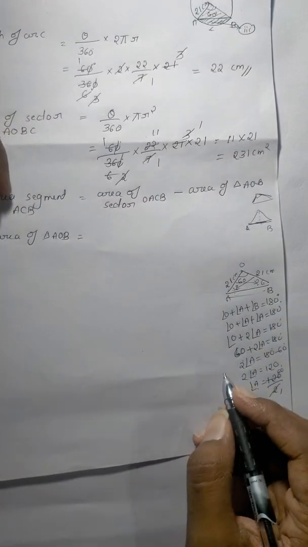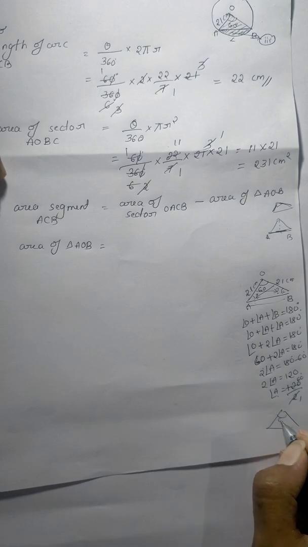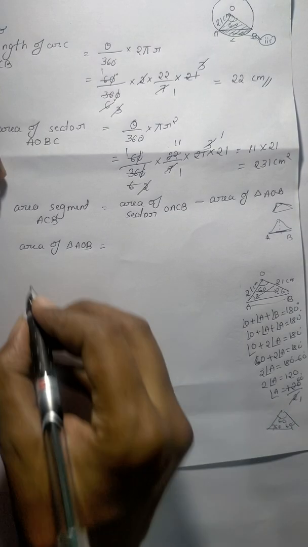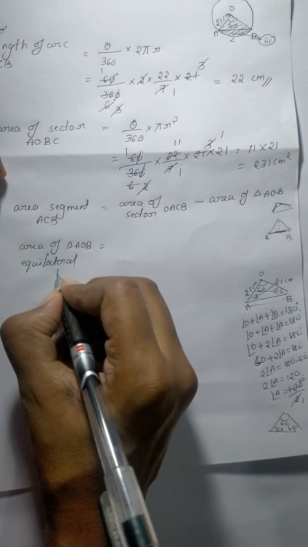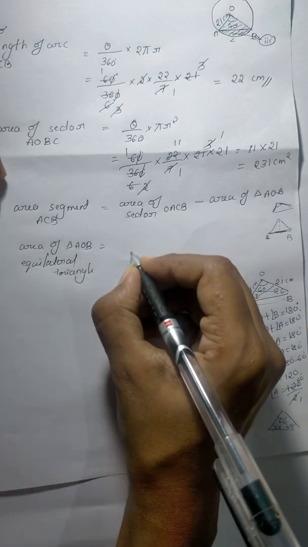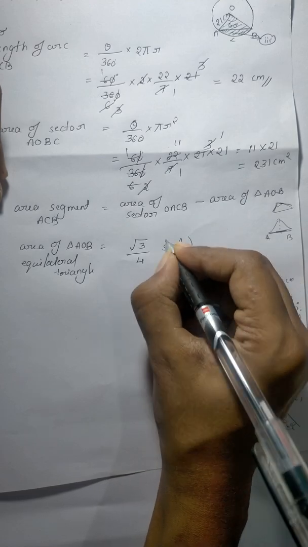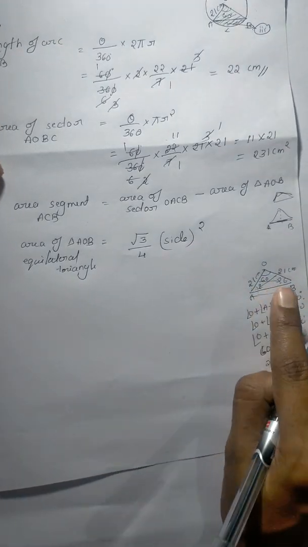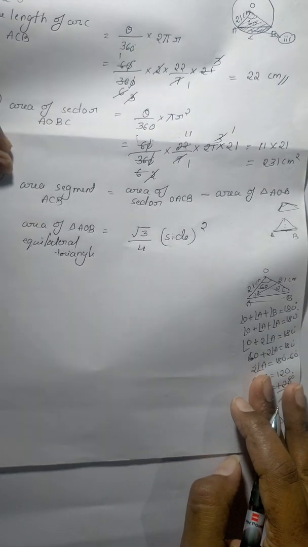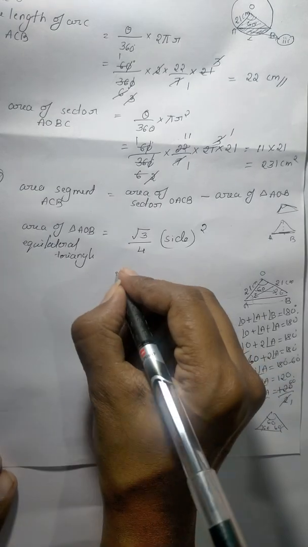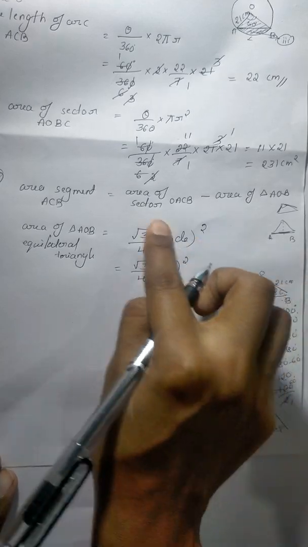That means all the angles of the triangle are 60, this is also 60, this is also 60. That means it is an equilateral triangle. When the area of an equilateral triangle is needed, the formula is square root of 3 by 4 side square. Remember this one: whenever the triangle is equilateral, we use the area formula square root of 3 by 4 side square. So now we calculate square root of 3 by 4 into 21 square.